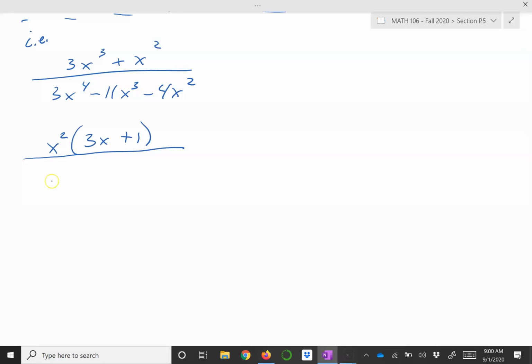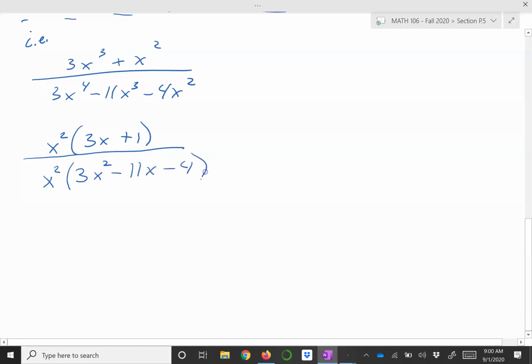It's also x squared, right? And let's see what's left here. You'd have a 3x squared minus 11x minus 4. All right? Now, that trinomial that I just wrote out, we could use that process from section P4.